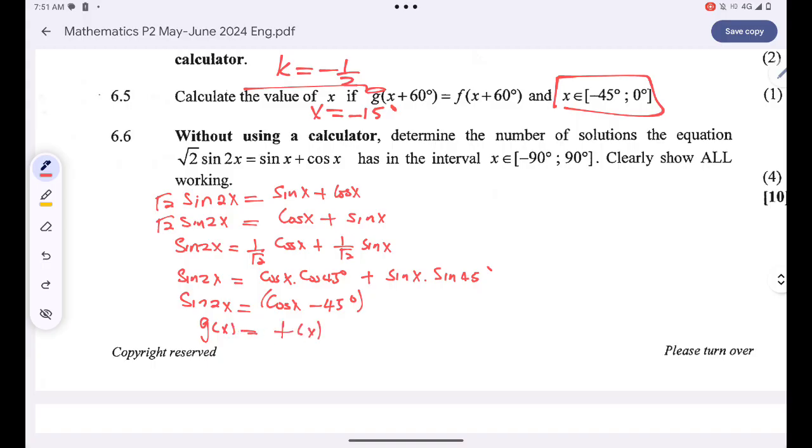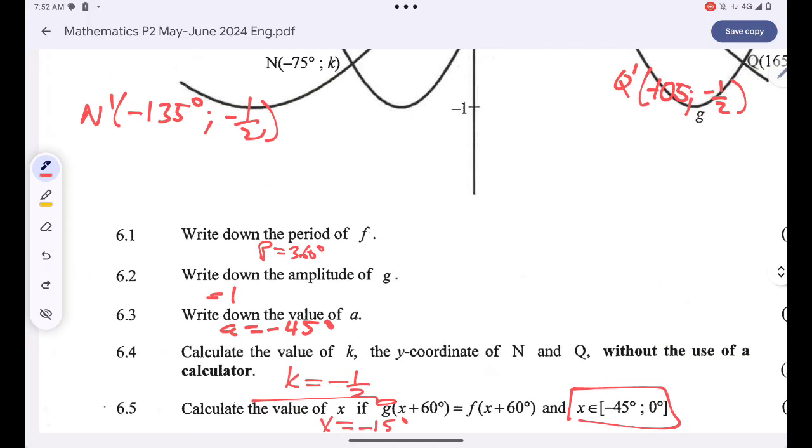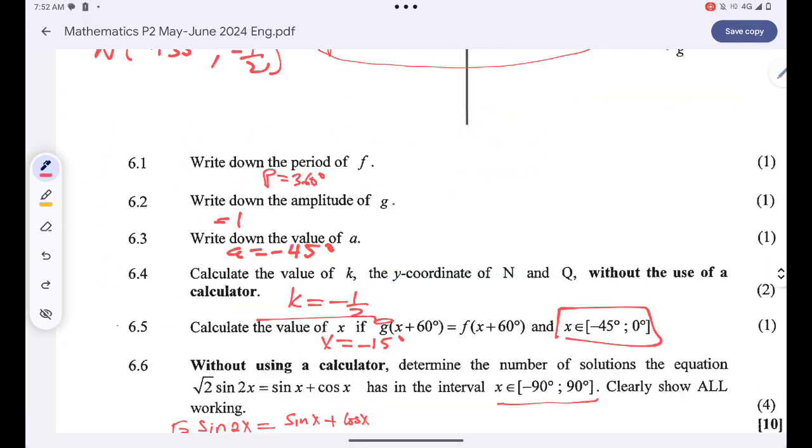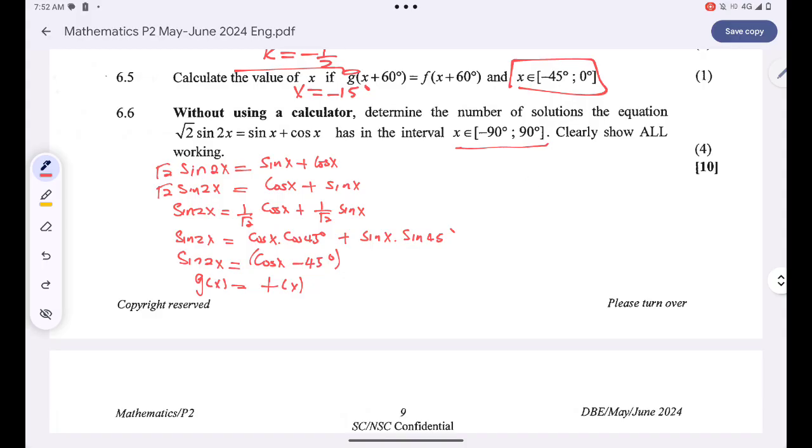And I do have the points of intersection, but I'm only allowed to consider the ones which are between negative 90 and 90. So negative 90 and 90 is just in this region over there. I must just consider these two points of intersection. Are you together? I simply have 2 solutions on the given restrictions.